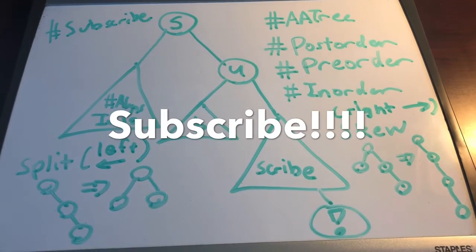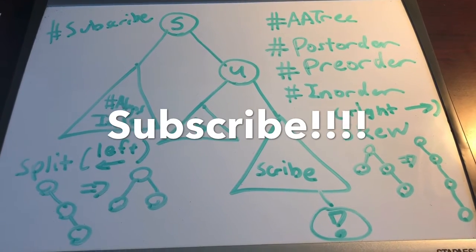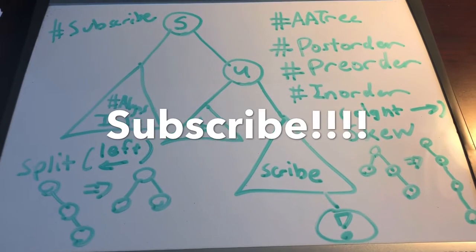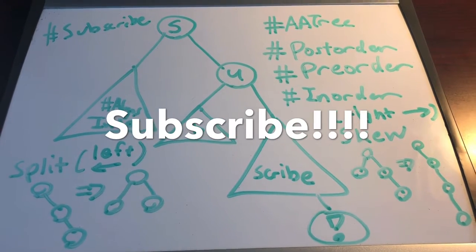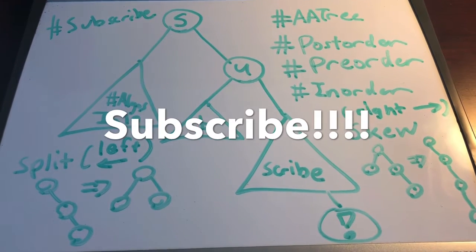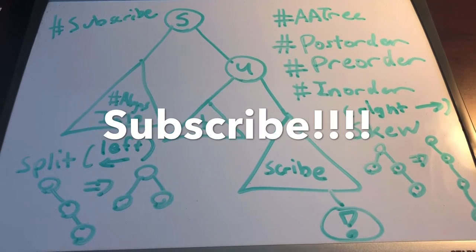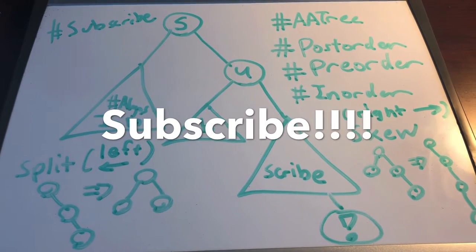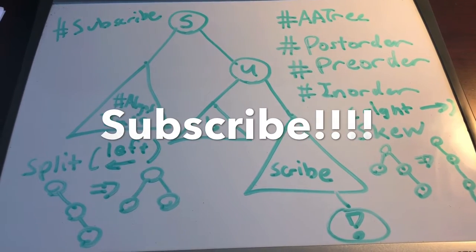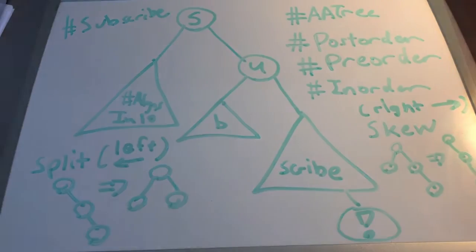As you can see, I made a very sweet looking AA tree with the subscribe, left subtree, right subtree. And you can see on the left, there's a split operation, and on the right, there's a skew operation. Hashtag AA tree, and we're also going to use the post-order, pre-order, and in-order traversal of the tree. I'll do a very quick tree review and AA tree operations before we get to the problem set.